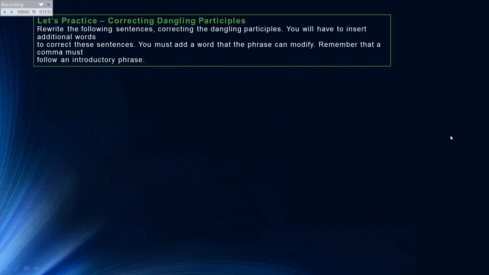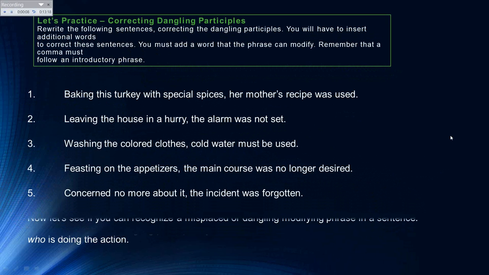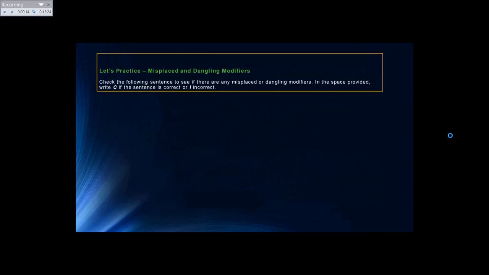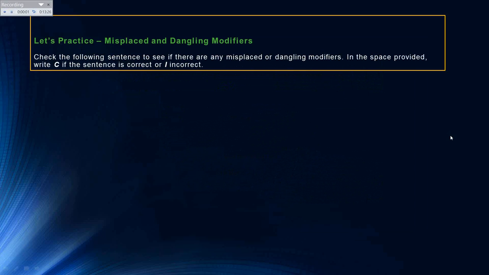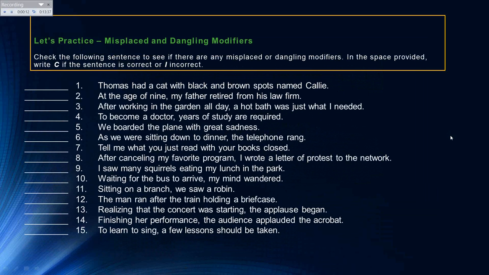Well, we've got some practice with dangling participles here, and it will require a rewrite because you've got nothing in there to tell you who's doing those things. You won't have to do a lot, but you're going to have to put something in there so that they work. Now we're going to have a combination of misplaced and dangling modifiers. And I want you just simply to tell me whether the sentence is correct or incorrect. You should be able to recognize these now. I'm not asking you to fix them.